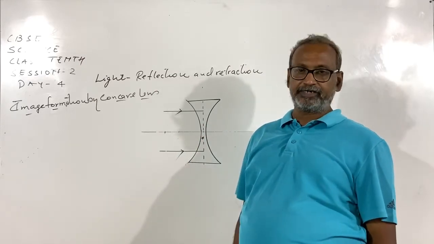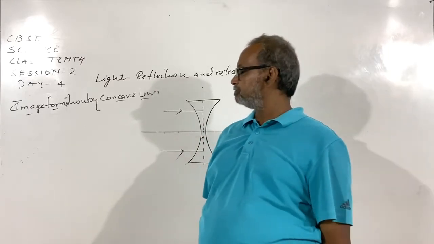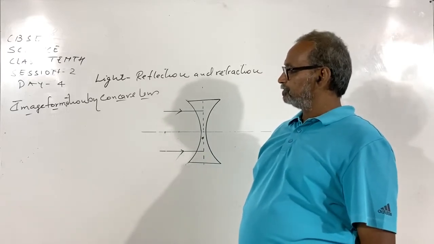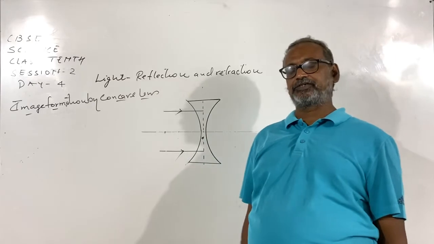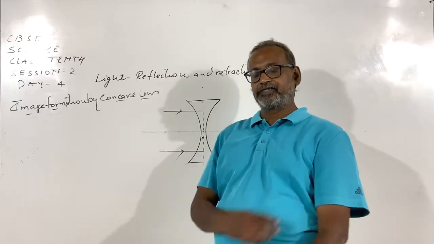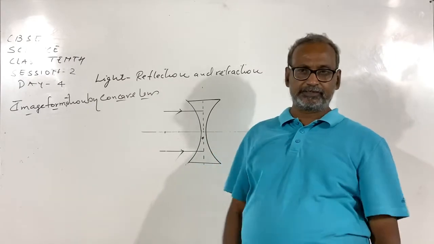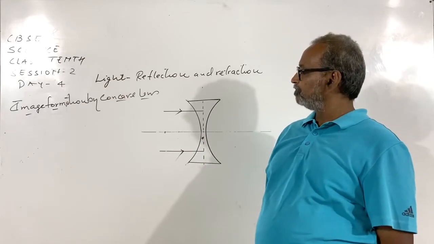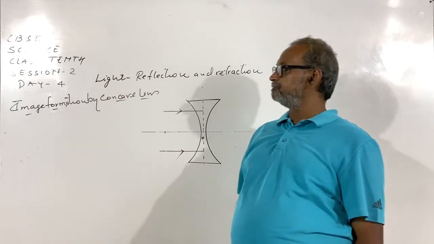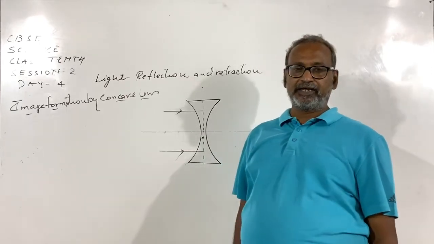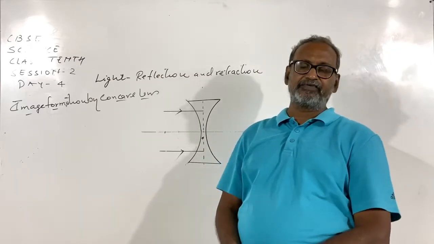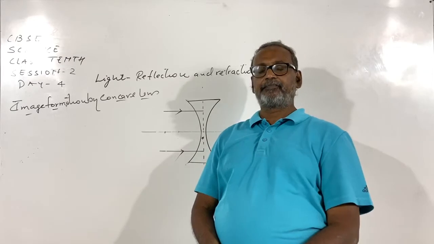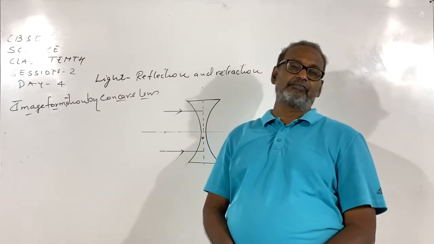In yesterday's video we have seen the formation of the image by convex lens for various positions of the object. We saw that the nature of the image formed by convex lens depends on the position of the object.